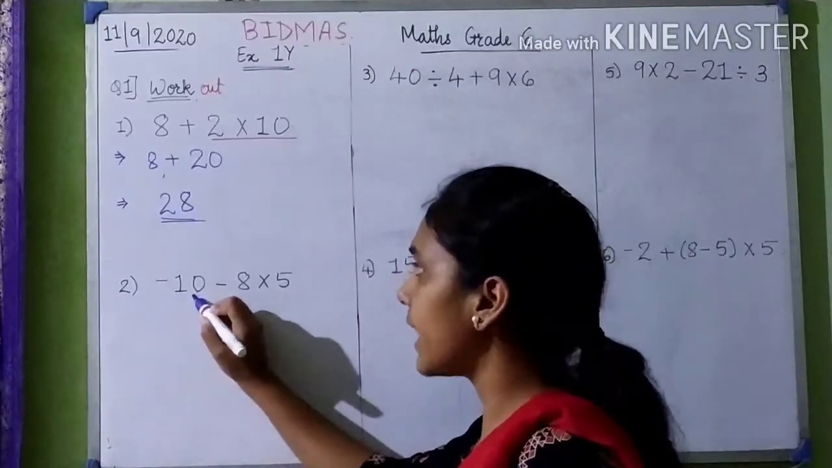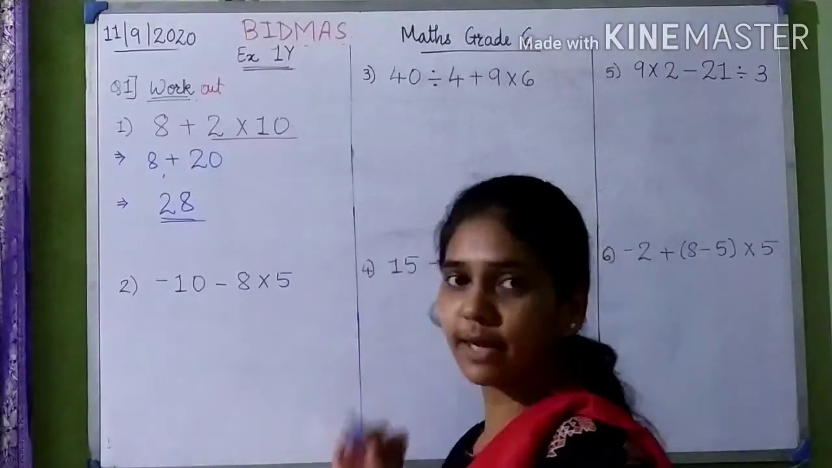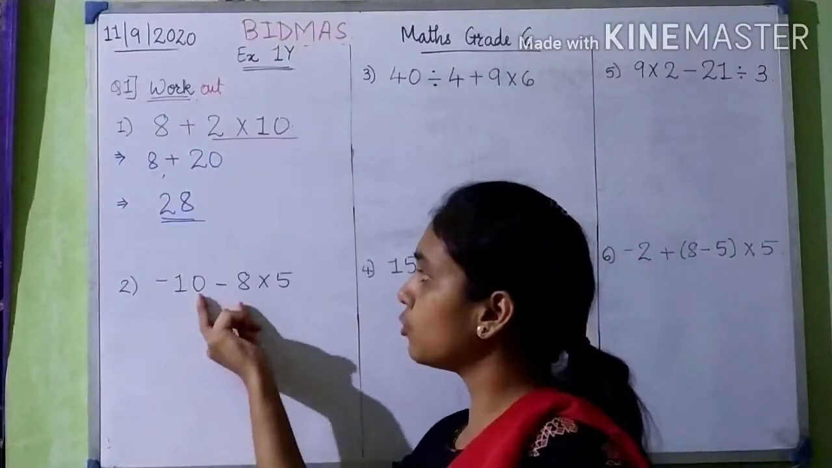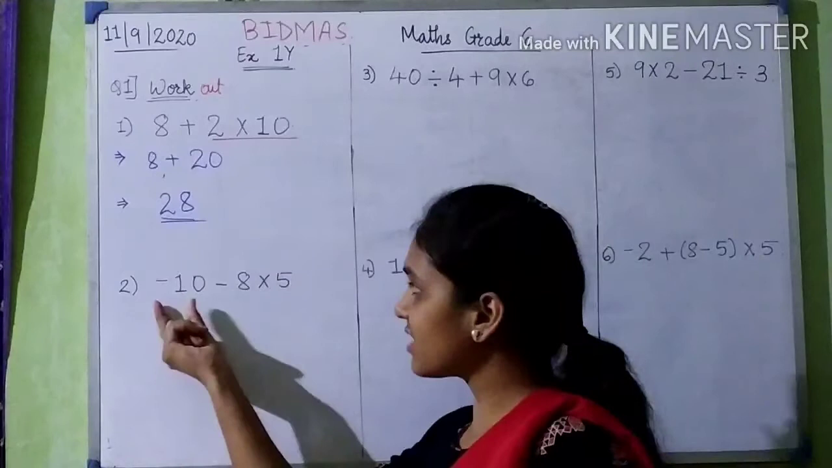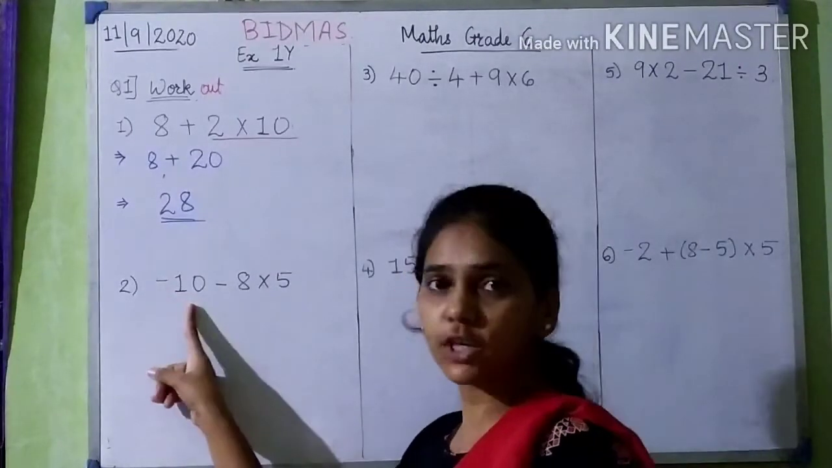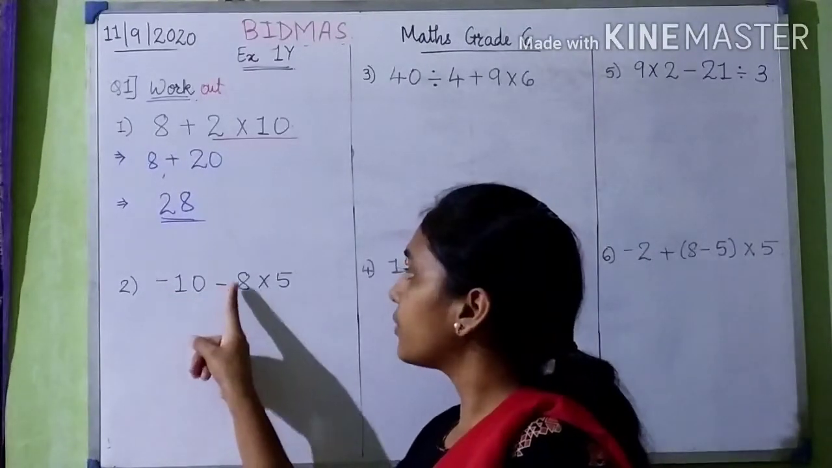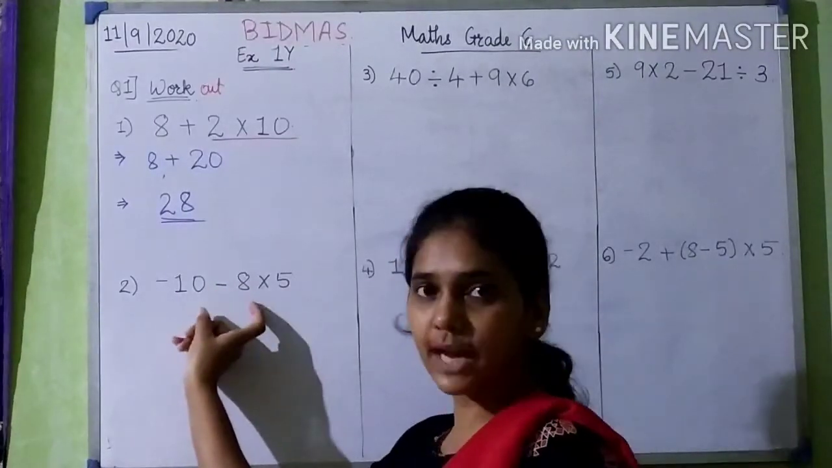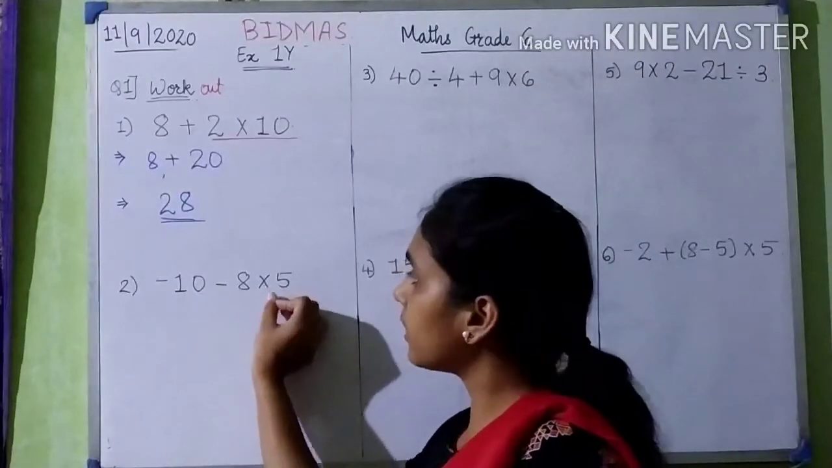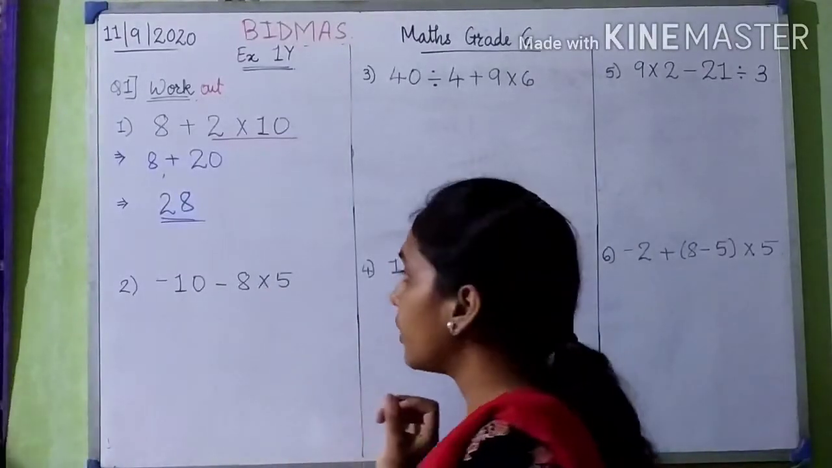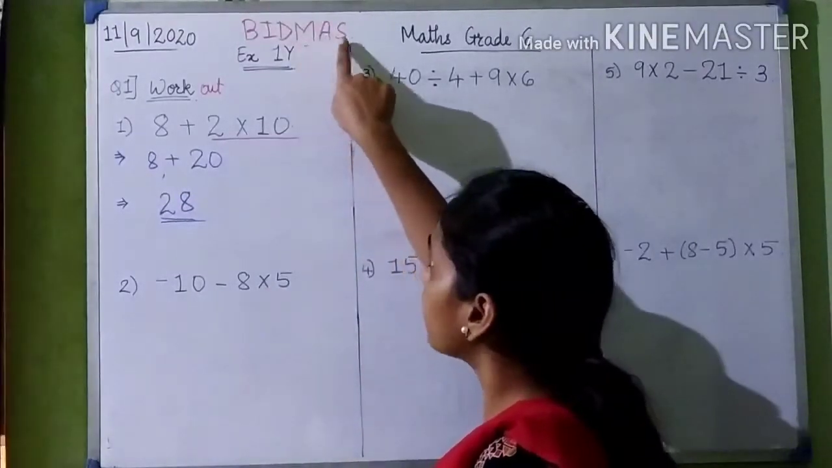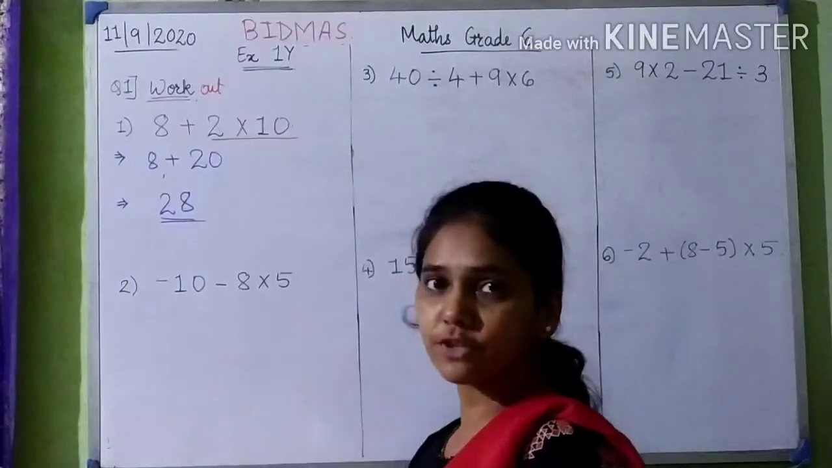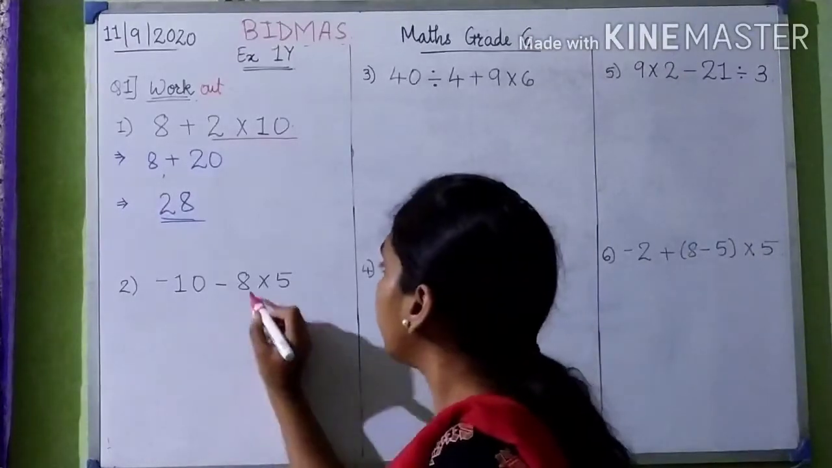Second one is minus 10 minus 8 multiplied by 5. So here there are two operations. Between the two numbers there is subtraction. This is a negative number, this minus sign is for 10. And after that, the other minus sign is of subtraction. And there is a multiplication operation here. Which comes first? Multiplication comes first, and then after that comes subtraction, right? So we will solve the multiplication first.